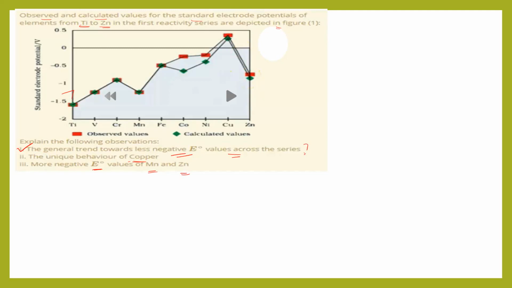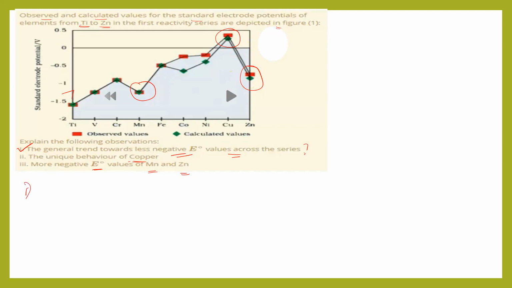And there is a difference in the case of manganese, zinc and copper. These are not according to the trend. These are all different from the trend. That is why they are asking the question: the general trend towards the electronegative values across the series. So what is the general trend? That is what we have to understand. First of all, what is the general trend?